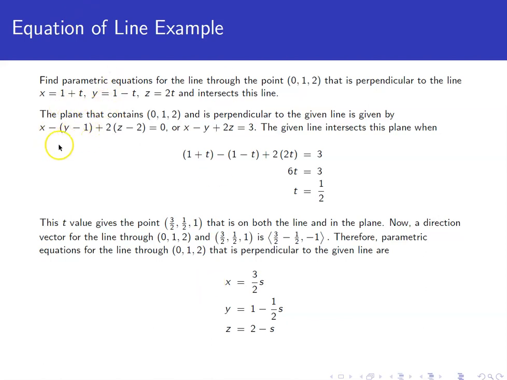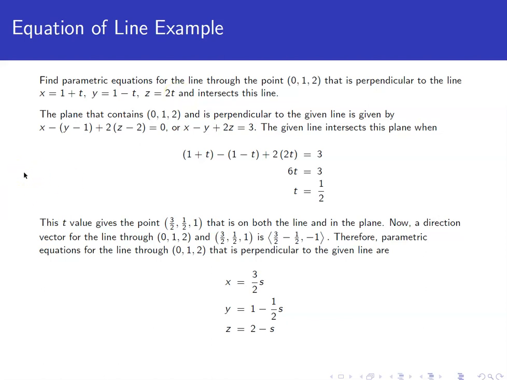Because if I use that direction vector for the line, remember that direction vector is pointing parallel to the line. If I use that for the normal direction for the plane, then my plane is guaranteed to be perpendicular to my line. So if I use the direction vector for the line as the normal vector for my plane, the plane will be perpendicular to the line.